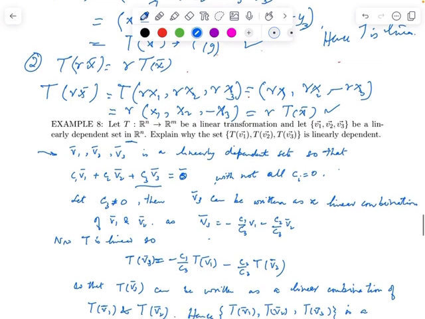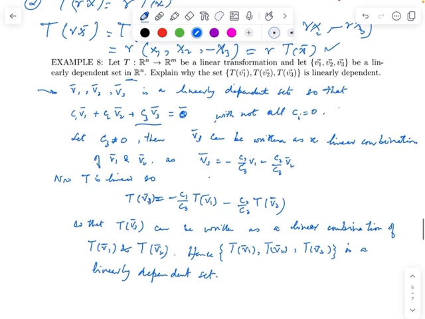Now, because T is linear, when I take the T of v3, it will become T of v3 is equal to negative c1 over c3, because this is a scalar, times T of v1, minus c2 over c3, T of v2, which means we are able to write T of v3 as a linear combination of T of v1 and T of v2. So which means the set is not linearly independent, or the set is linearly dependent.